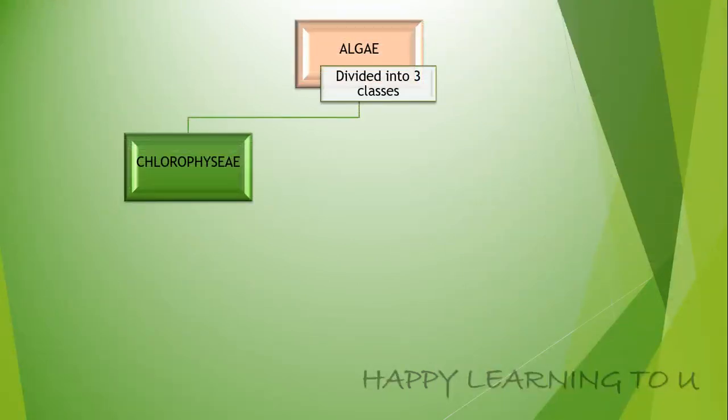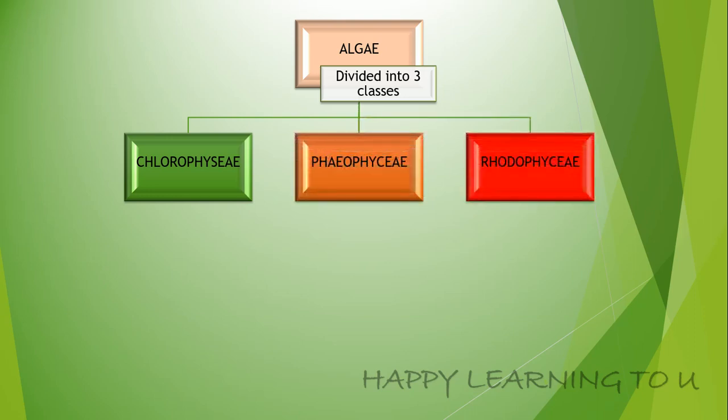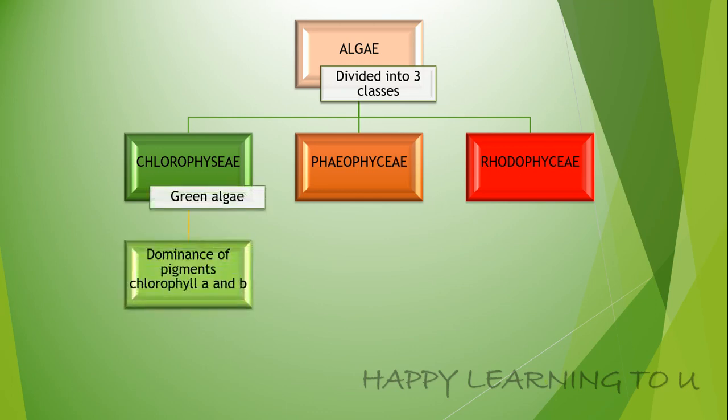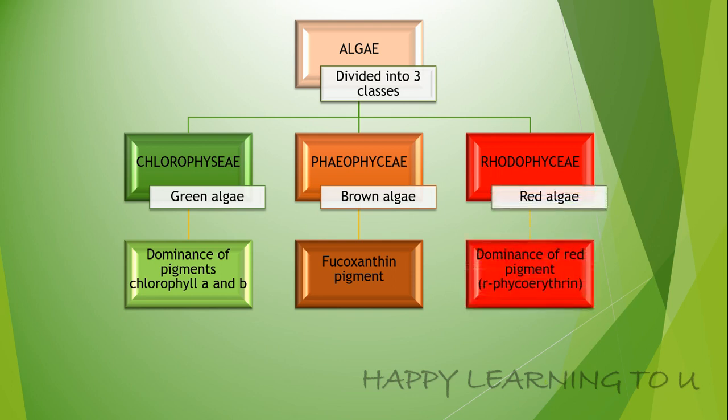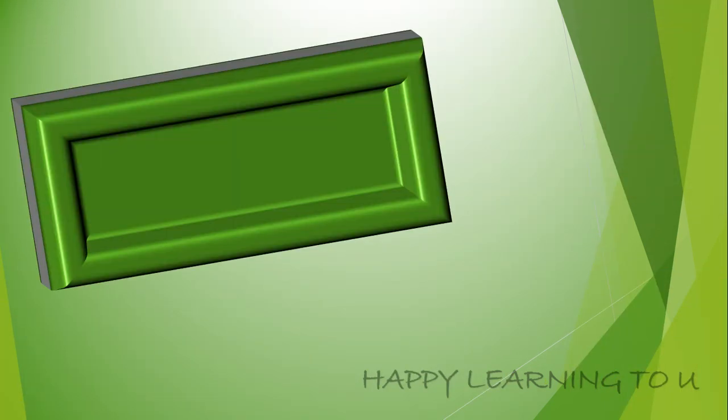Now, algae is divided into three classes: Chlorophyceae, Phaeophyceae, and Rhodophyceae. Chlorophyceae is also known as green algae because of the dominance of the pigments chlorophyll a and b, which gives it this green color, hence the name. Similarly, Phaeophyceae is known as brown algae due to the dominance of the fucoxanthin pigment. And Rhodophyceae is known as red algae because of the dominance of the red pigment, that is R-phycoerythrin. So this is all under the classification of algae.